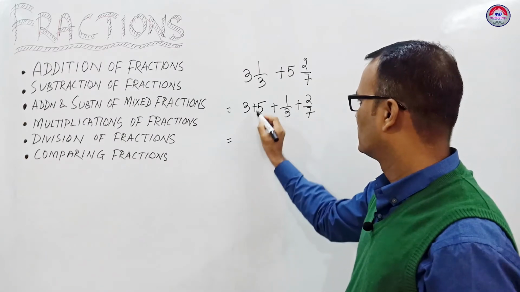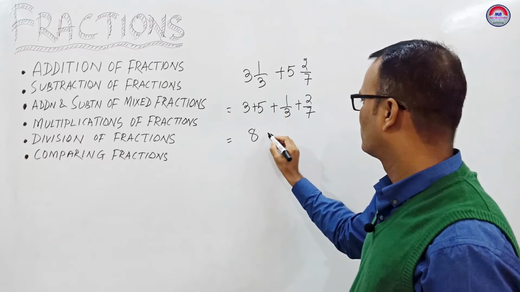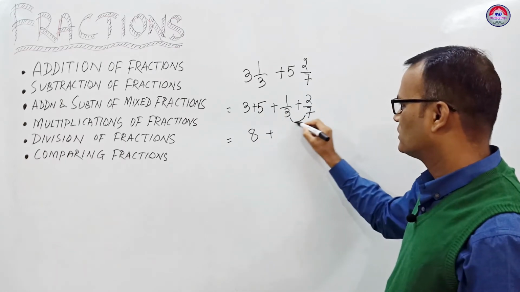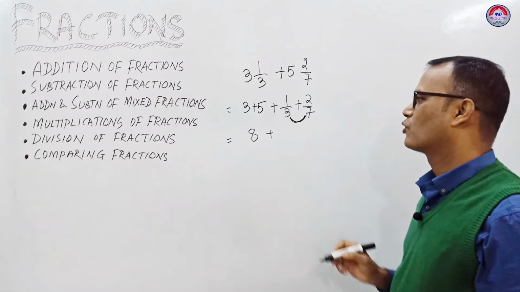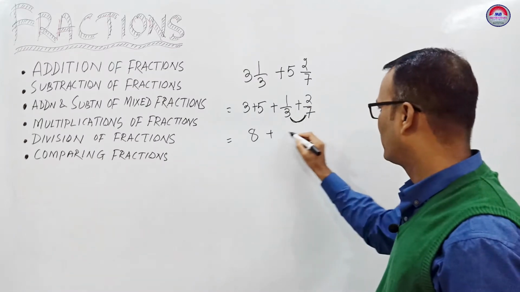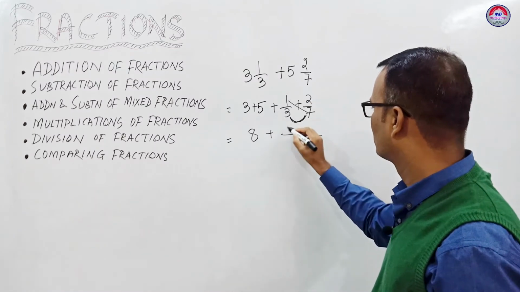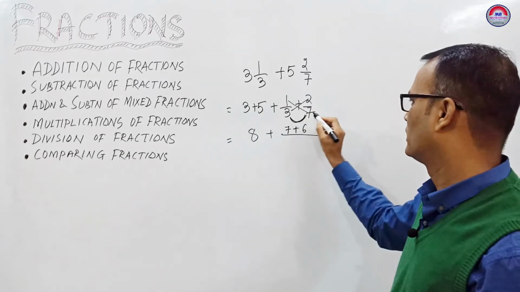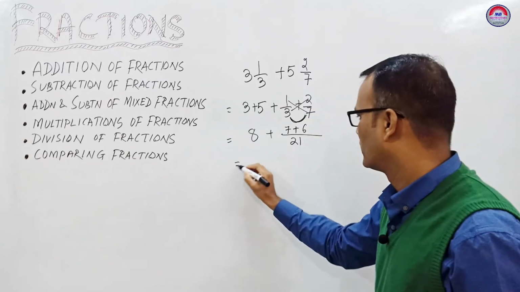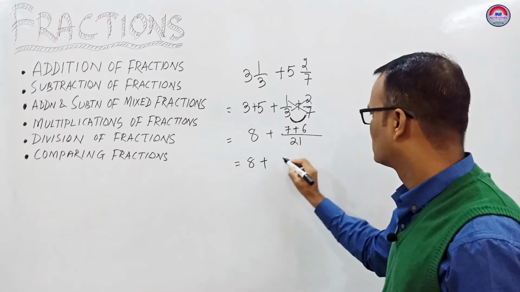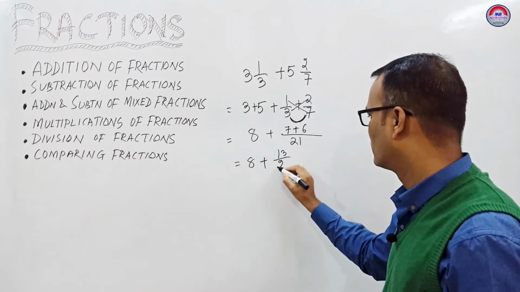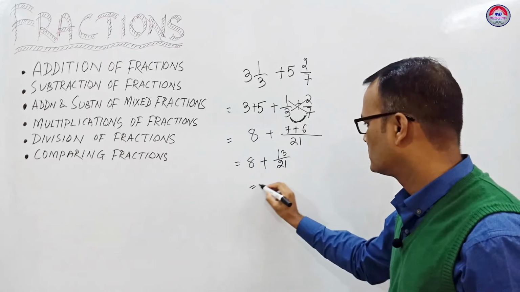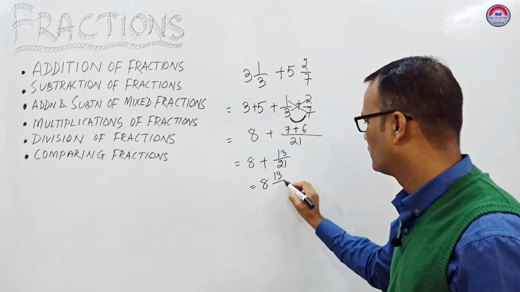You see here, 3 plus 5 is 8, plus process. You see these denominators are co-primes, so multiply 1 into 7 plus 3 into 2 is 6, 3 into 7 is 21. 8 plus 13 by 20. So the answer is 8 whole 13 by 21.